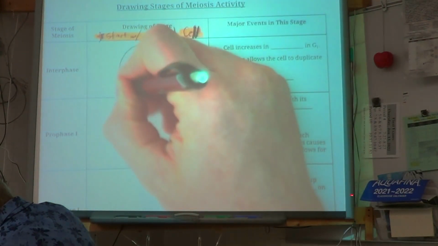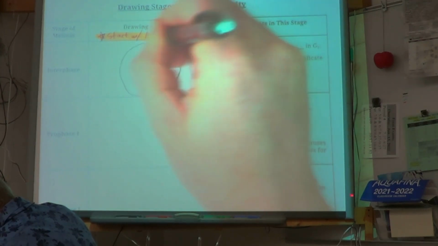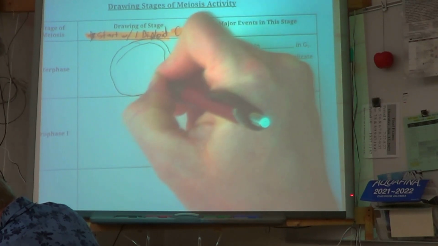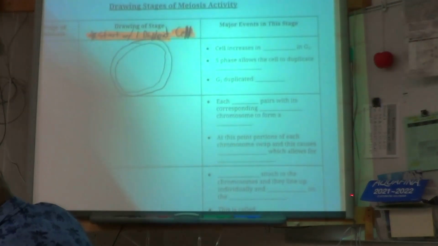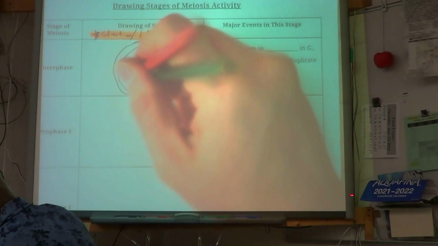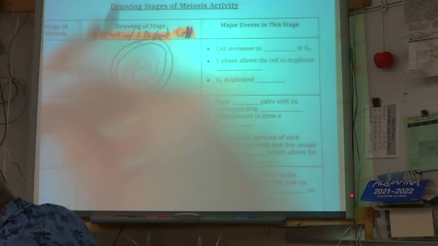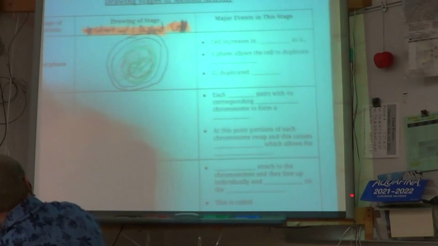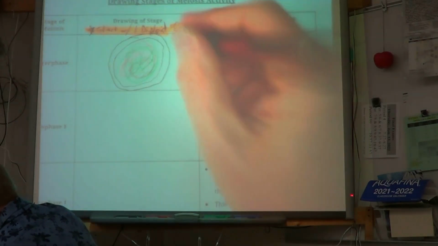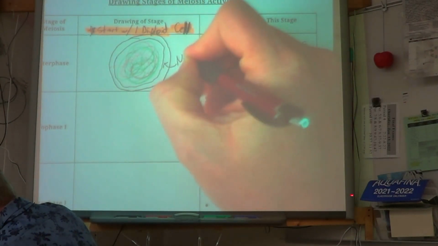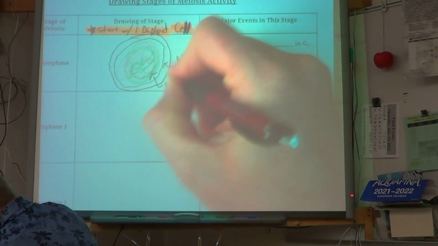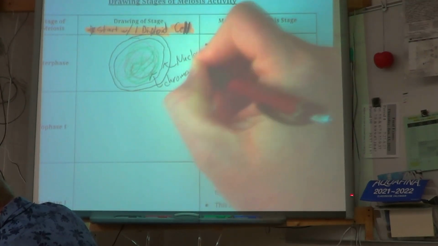And our diploid cell in interphase looks very similar to the diploid cell that we drew in interphase of mitosis, and that's because the same stuff happens in interphase. Okay, so we have a nucleus, and we have that bowl of spaghetti, which is chromatin.